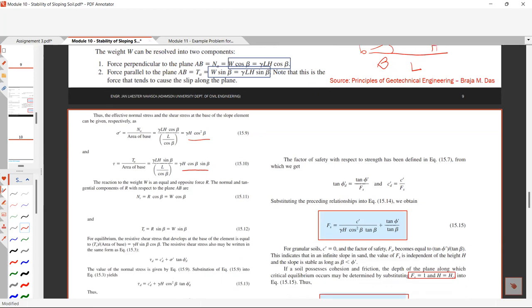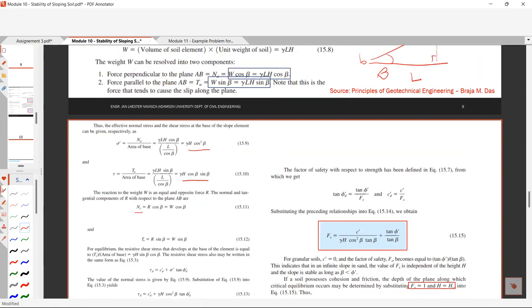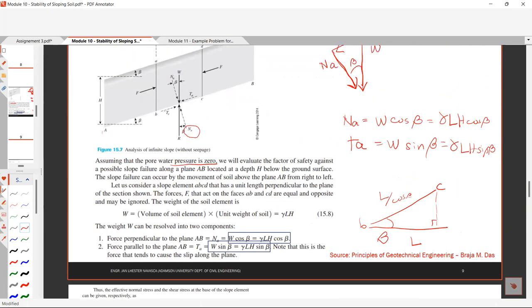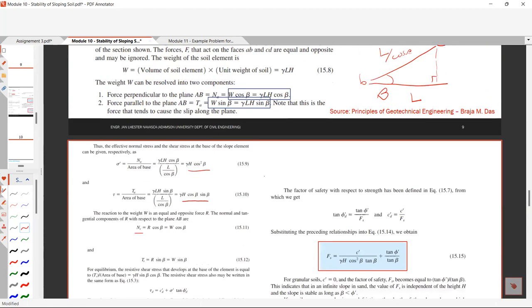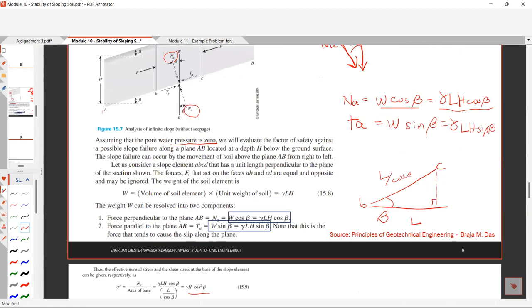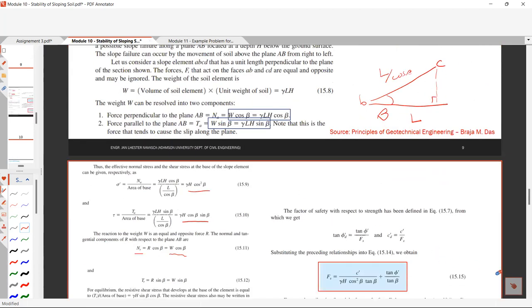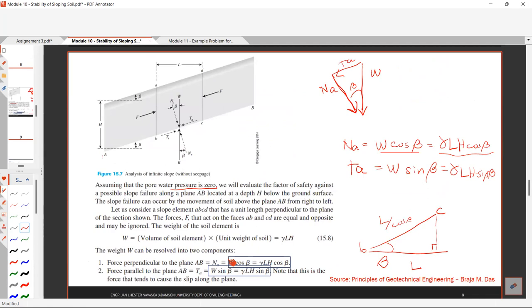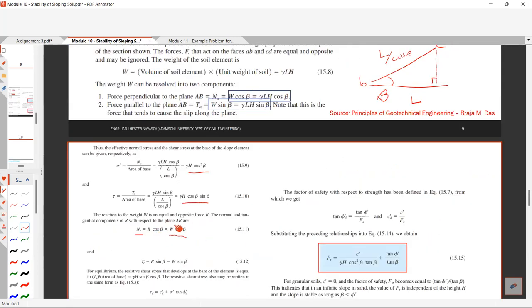And therefore, the reaction on the W is an equal and opposite force, reaction R. So the normal and tangential components of R with respect to the plane AB are equal to this one. Okay, N sub R is equal to N sub A, right? Whereas your N sub A is W cosine beta and equals gamma LH cosine beta. We call it R since that is normal to force W. So R is equal to W.